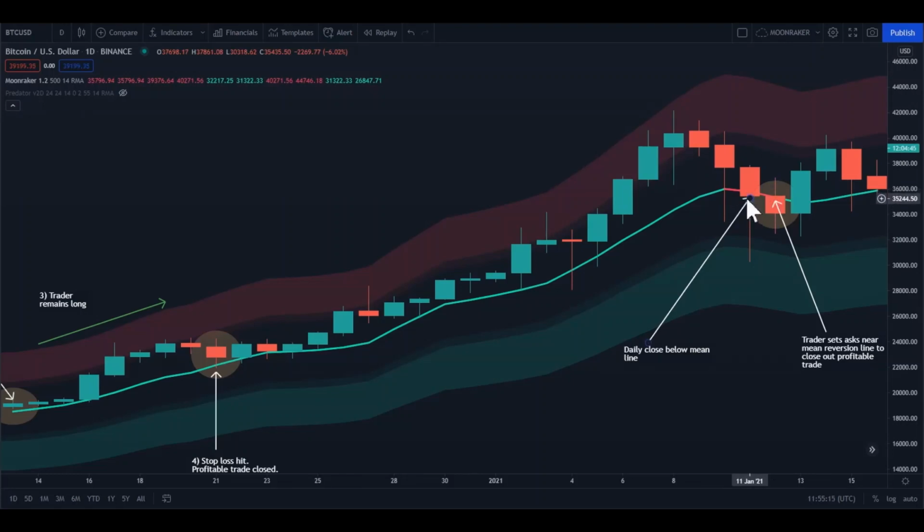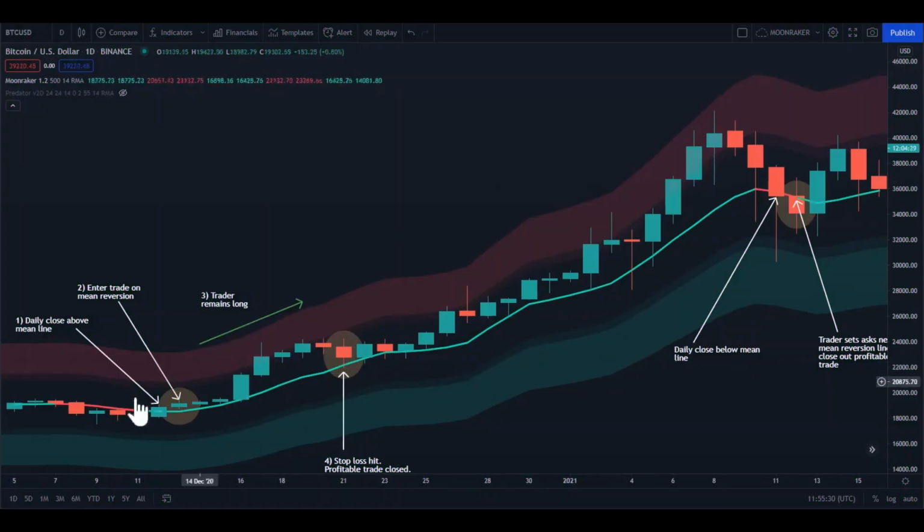The trader would then wait for the following day and set their asks near the mean reversion line and wait to be closed out on their position when their asks are filled near the mean reversion line. And you can see in this example this was also a highly profitable trade for the trader. Now the same can be done in reverse should the trader wish to take a short trade. They'd wait for price to break below the mean line and set orders near the mean line the following day. Once price reverts back to it, they would be filled for their short trade.